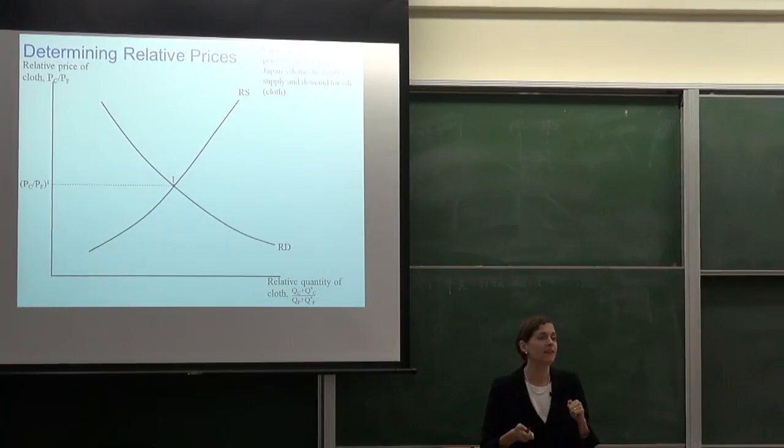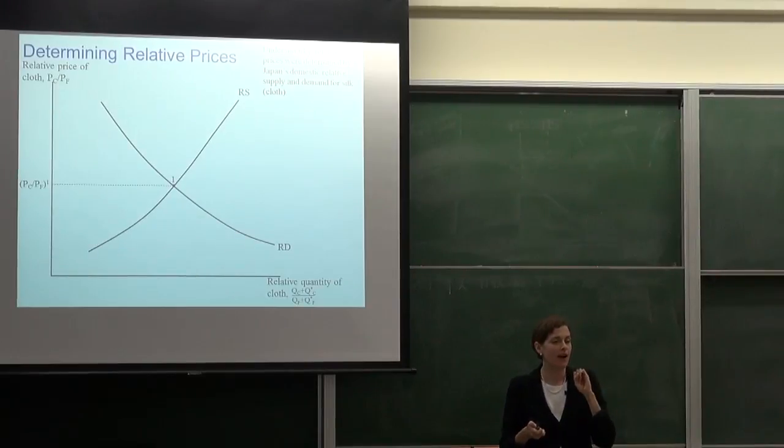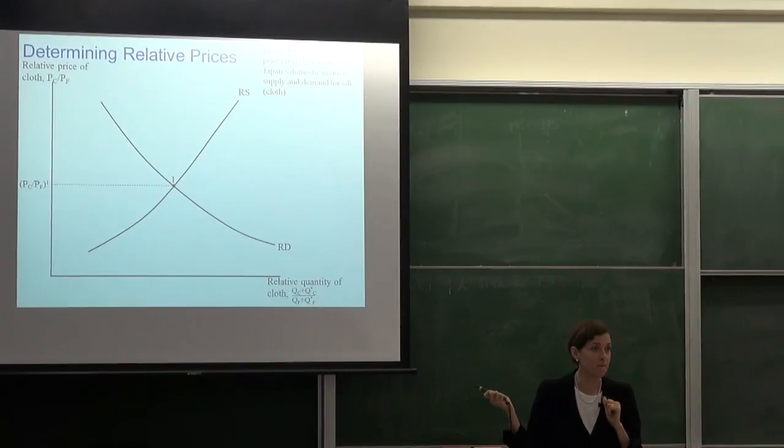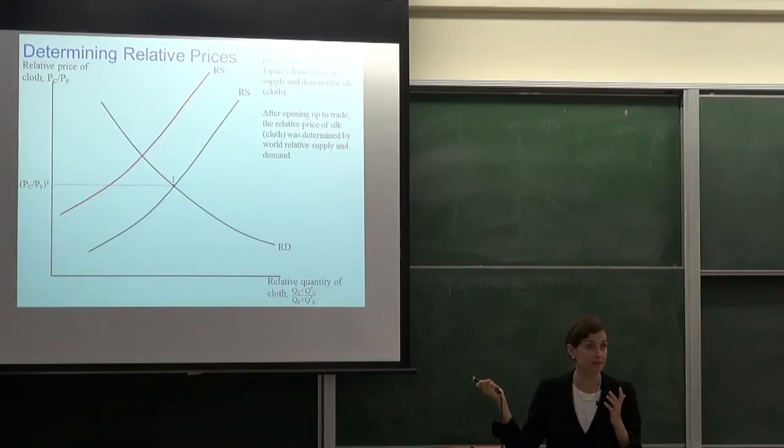So if Japan had a relatively higher supply of silk to rice than the new free trade trading partner, the US, we know what will happen to prices. Think for a minute. Do you know? What will happen to prices? Okay. You know. It looks like this.